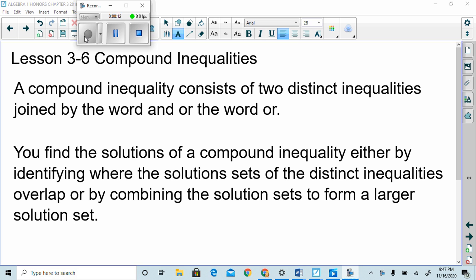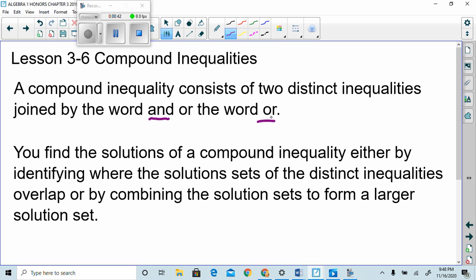Today we're going to start our lessons on compound inequalities. Compound inequalities consist of two distinct inequalities, two simple inequalities that are joined by either the word and or the word or. So there are two types. You find the solutions of a compound inequality either by identifying where the solution sets of these distinct inequalities overlap, or by combining the solution sets to form a larger solution set.